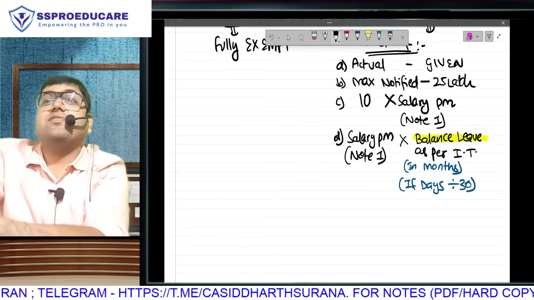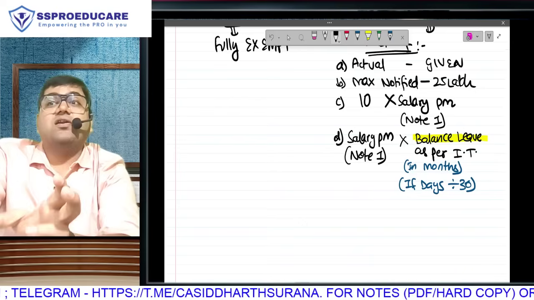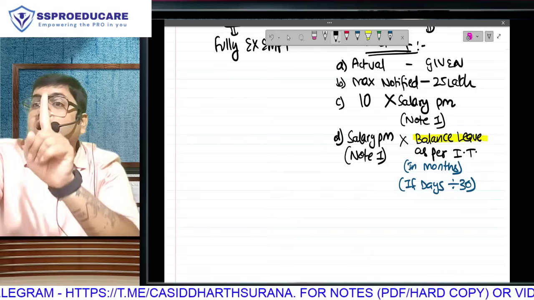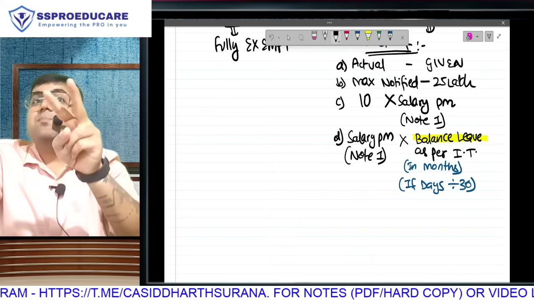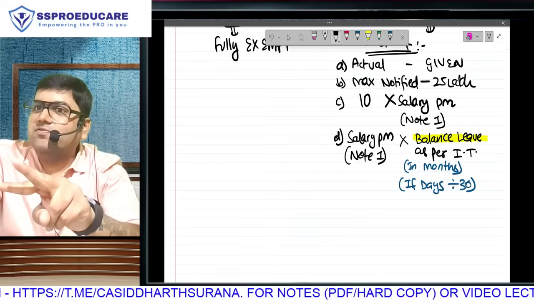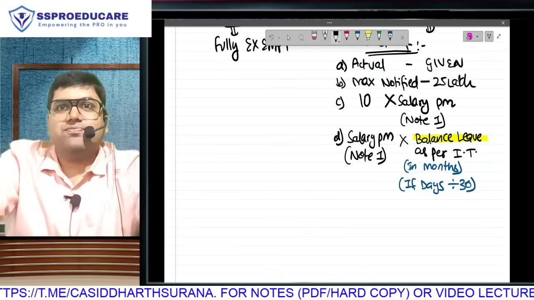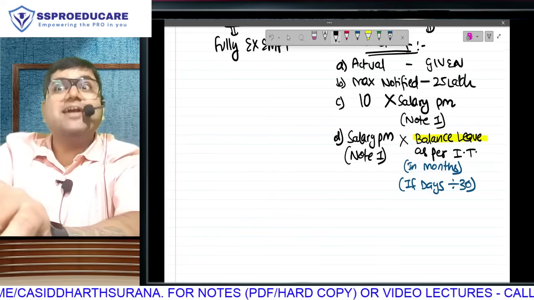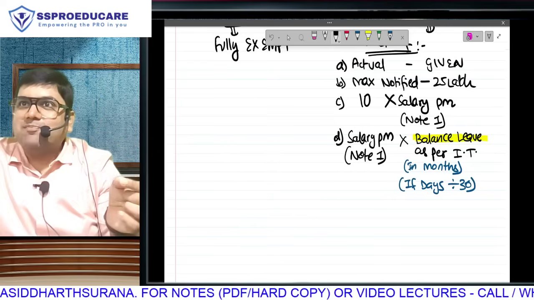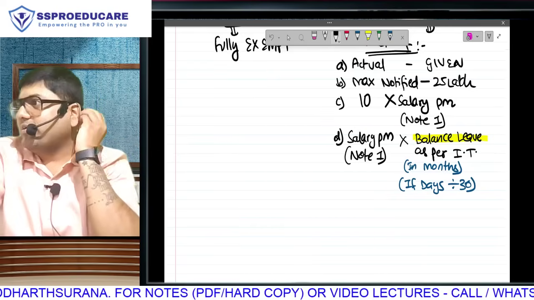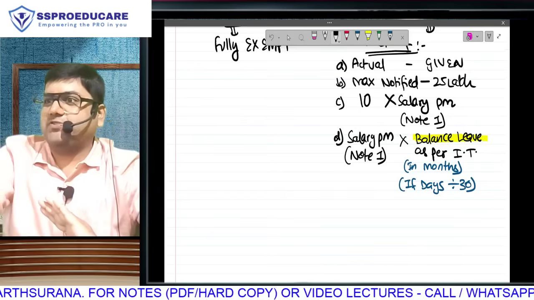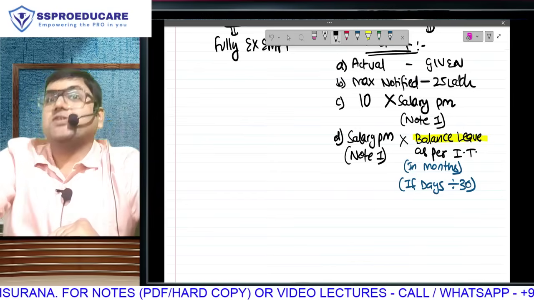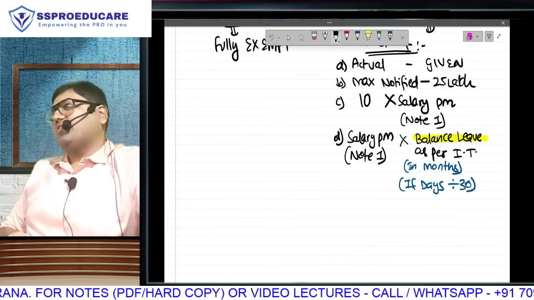So how much is the balance leave? The unavailed leave. So available leave minus availed leave is balance leave. And now our answer is coming in days, but we are multiplying by monthly salary. So divide by 30 and always 30. They have kept it average for simple calculation. So 60 months will become this answer. You understand?